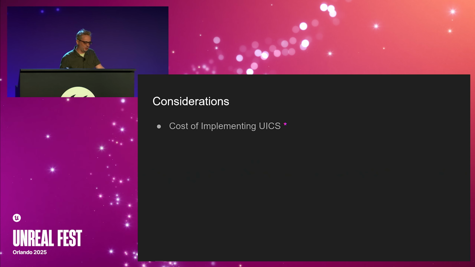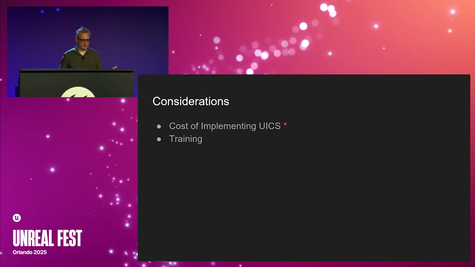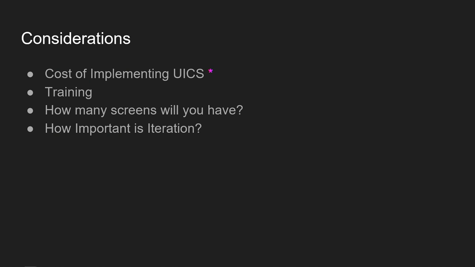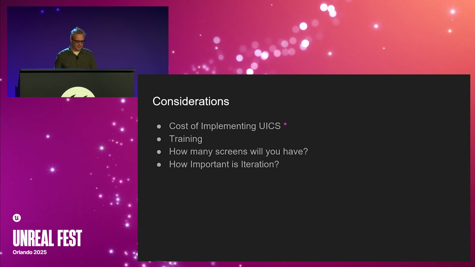One is, if you're deciding to switch to this system, what's the cost of implementing UICS? Now, I've got a little asterisk there. We'll get to that. You also need to think about how much time it will take to train people to use the system, and how big your game or product is going to be. How many screens will it have? Does it make sense to do it? And lastly, how important is iteration? If you're on a project where there isn't a whole lot of iteration required because you know more about what you're making, that's something to consider.